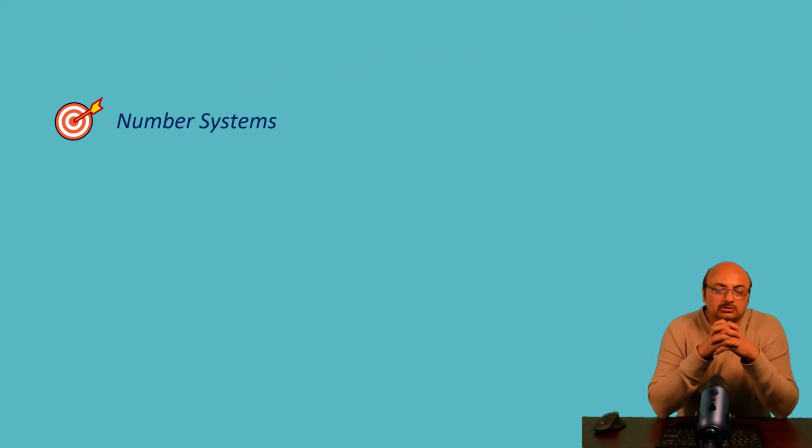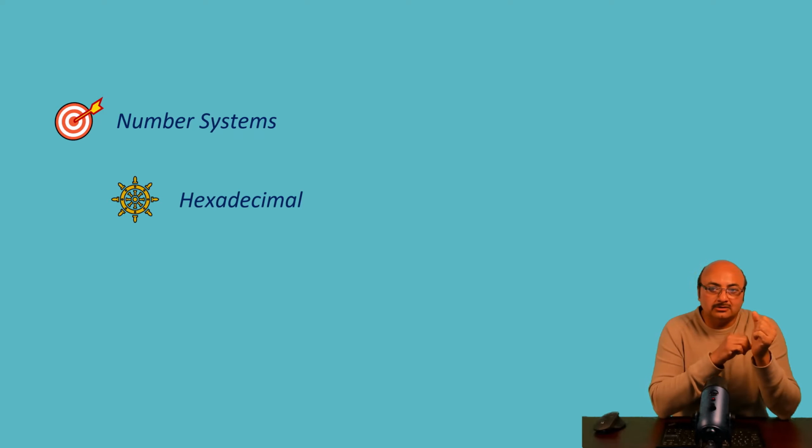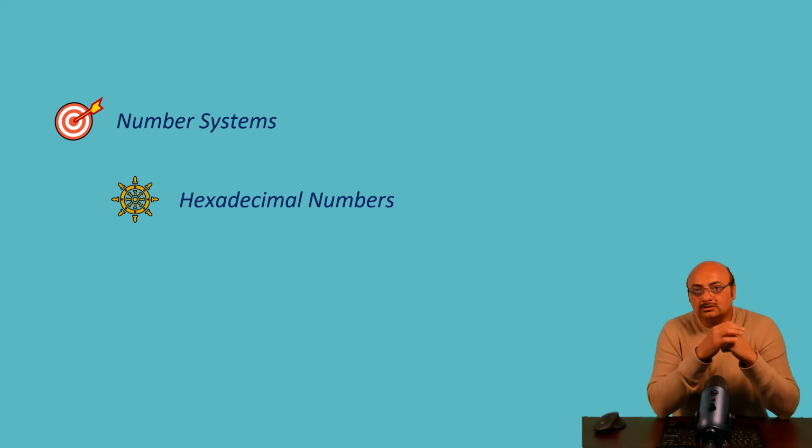In networking, three number systems get utilized: decimal, binary, and hexadecimal. I've already covered decimal and binary numbers in my previous lessons. In this lesson, I'm going to focus on hexadecimal numbers. I'll begin with the comparison of the three.